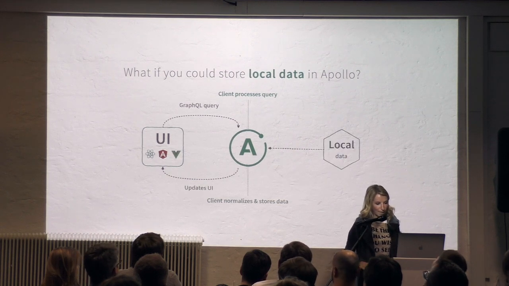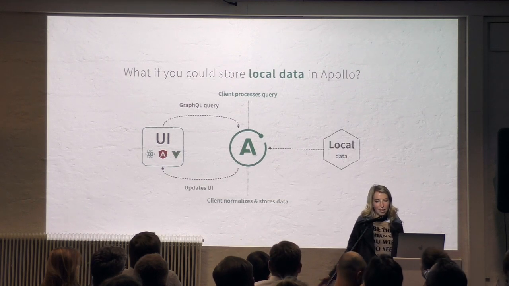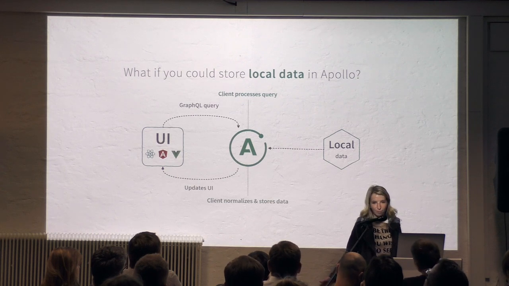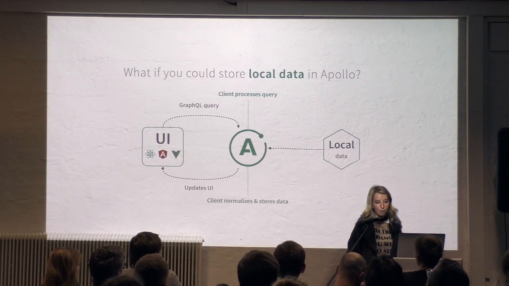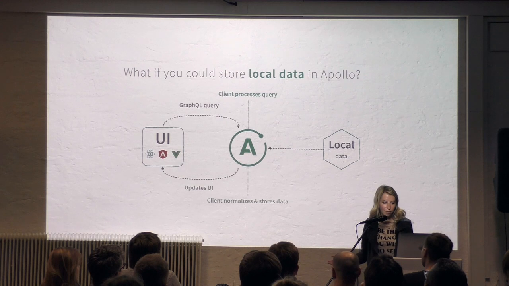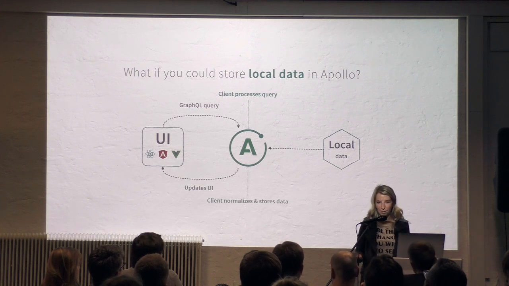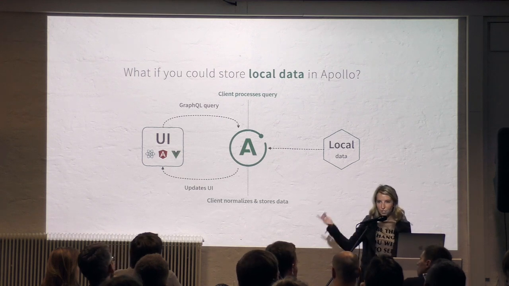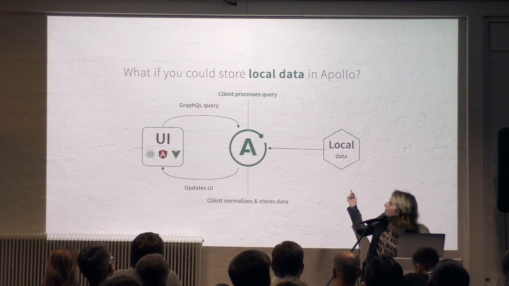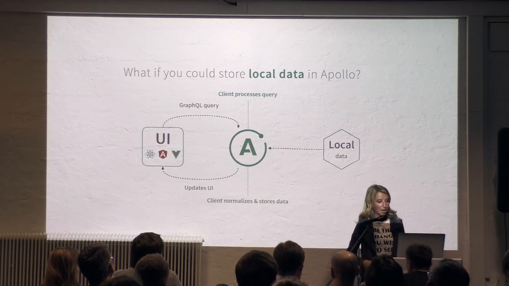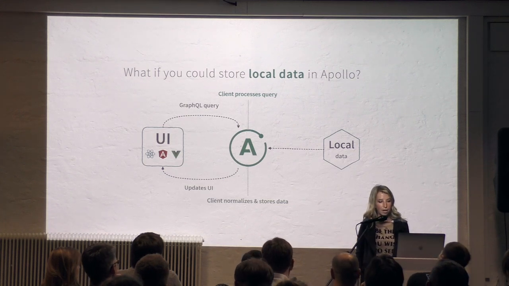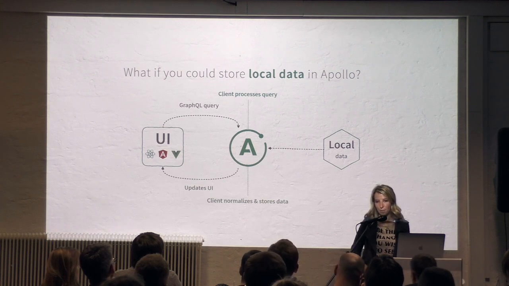So what if you could query local data in your application? Things like network status, things like routing, any application level data that you currently use something like Redux or MobX for, and store it in Apollo client. And the main benefit of that is you get all the same caching, ease of querying, all the bells and whistles that come along with Apollo client.